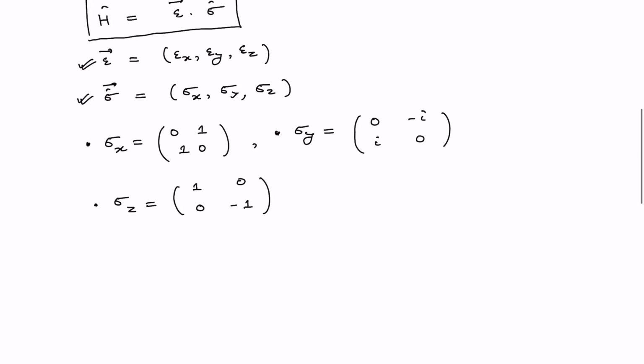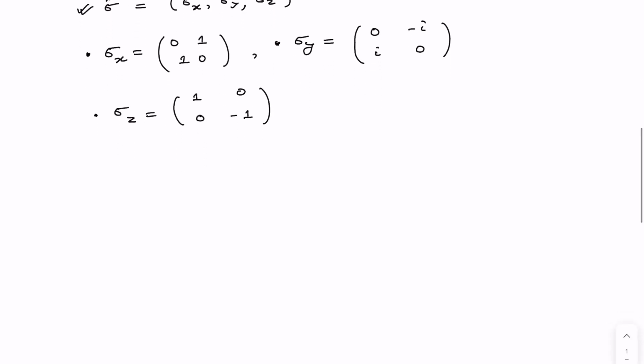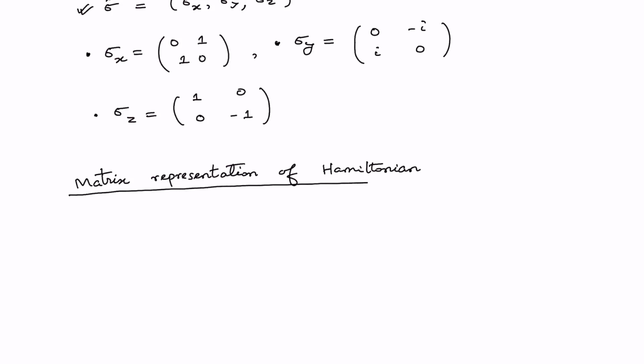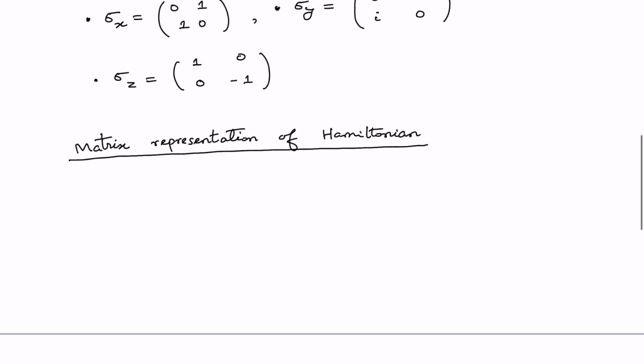Now let me make a few comments about the matrix representation of the Hamiltonian. Though we have already written the matrix form for the two-level atom, I am going to make some useful comments about it. Matrix representation of Hamiltonian: I will make some general comments, which are going to be very useful for the later part of the course. But let me first talk about the state vector of a general quantum system.